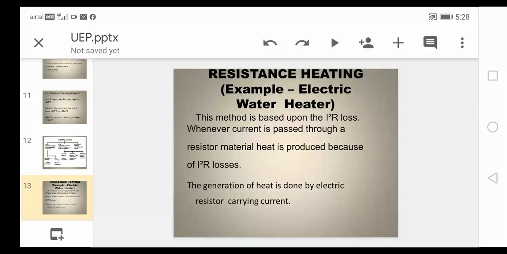Resistance heating. This method is based upon the I square R laws. Whenever current is passed through a resistor material, heat is produced because of I square R losses. The generation of heat is done by an electric resistor carrying current.